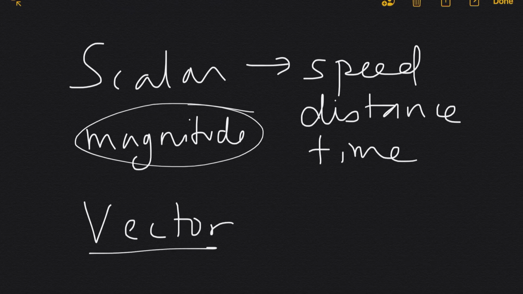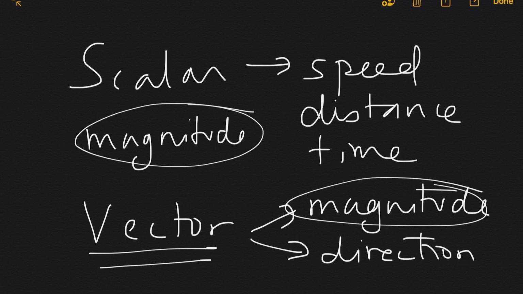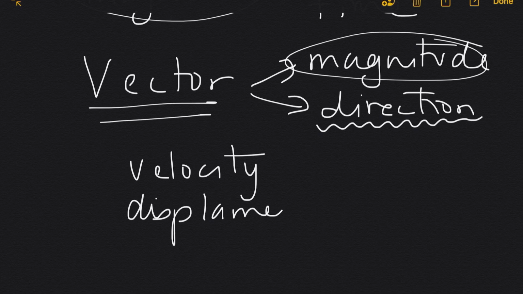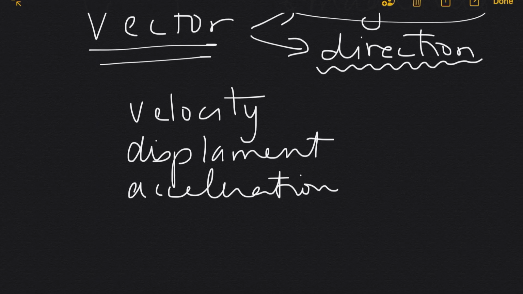Now a vector quantity, on the other hand, has two pieces of information. A magnitude and a direction. All right? So this magnitude is, again, just a number, like the scalar. But then this direction, it can vary depending upon how many dimensions you're in. So let's think of an example of a vector quantity, like velocity, right? Velocity is a vector quantity. Displacement is a vector quantity. Acceleration is a vector quantity, right? These are all vector quantities.